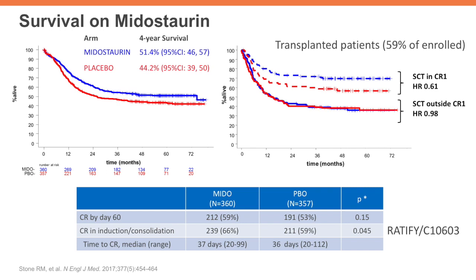And given midostaurin has relatively little activity as a single agent in the relapse setting, one could reasonably figure that Quizartinib, with substantial activity in the relapse setting, could dramatically improve outcome when added to frontline 7+3, high-dose Ara-C, and/or transplant with maintenance to follow. And that's exactly the design of the Quantum First trial, which is shown on the next slide.